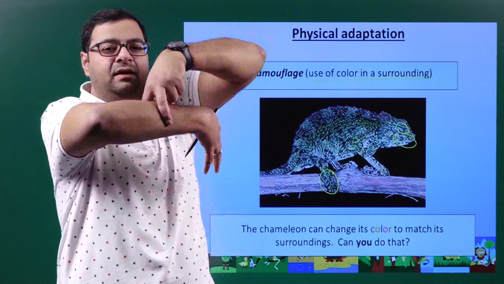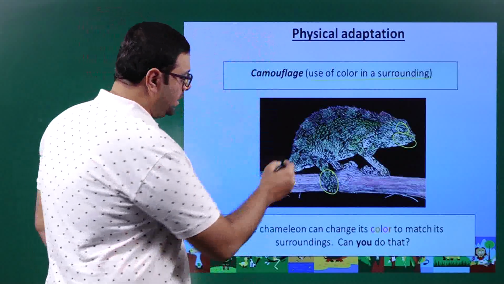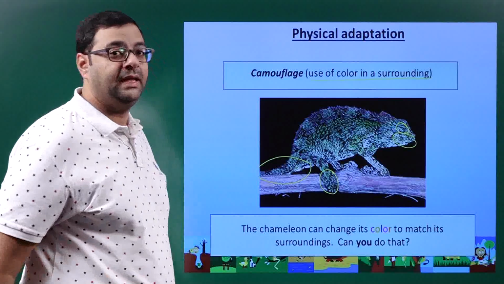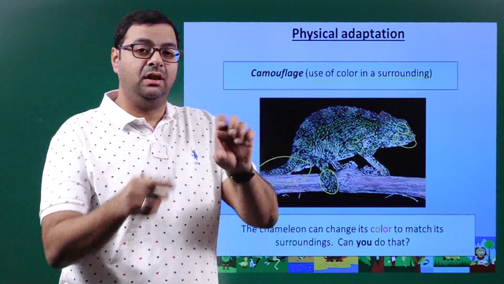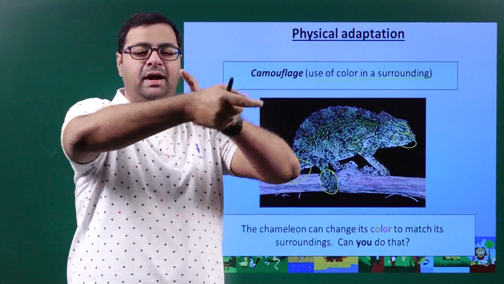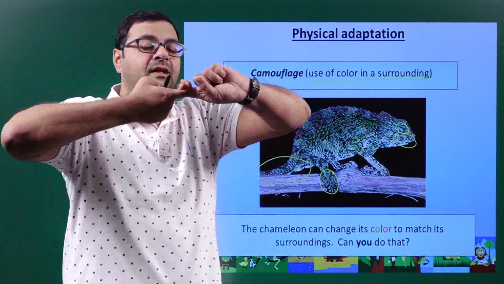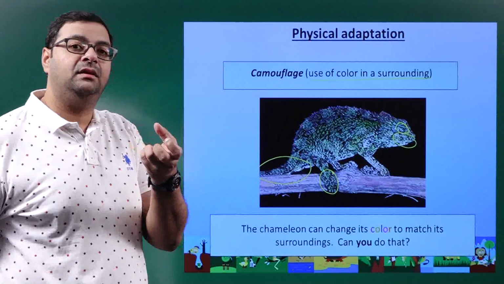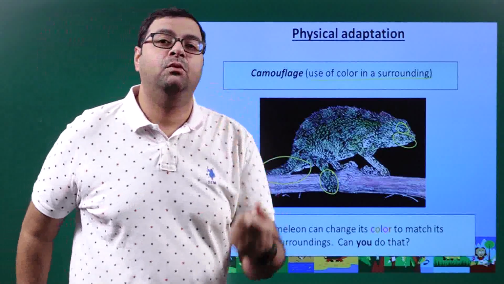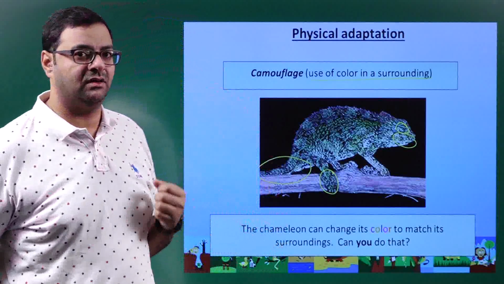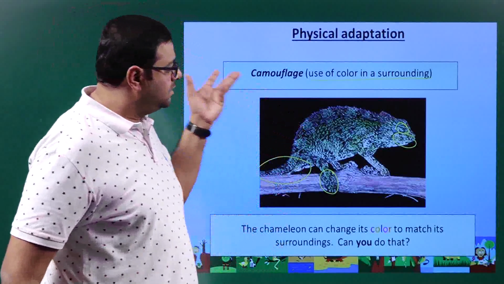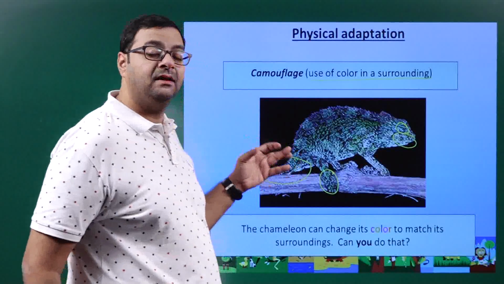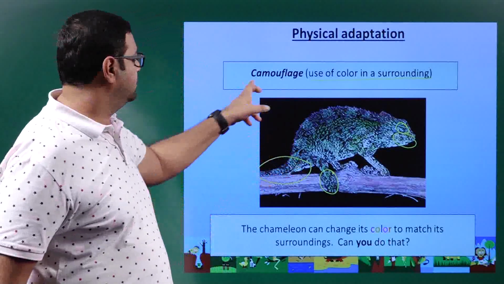Now this chameleon has a tail. This is called a prehensile tail, which will, just like a snake, grow and grip onto the branch here, which will make the chameleon's grip even stronger. But what are we seeing here? We are looking at the adaptations that the chameleon has taken up, which is the camouflage.